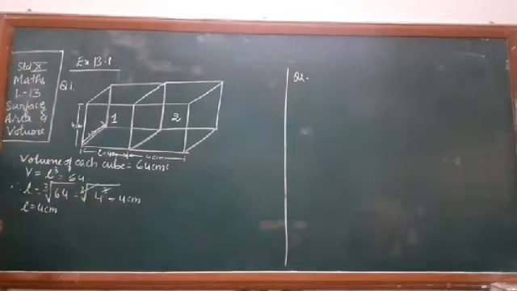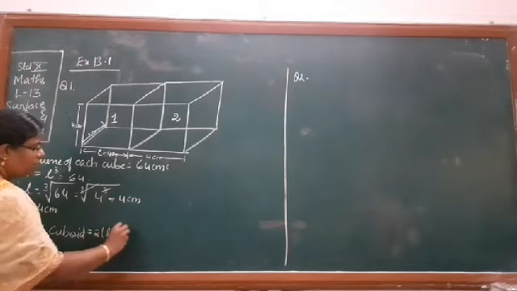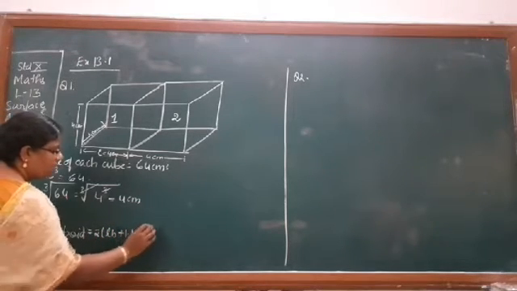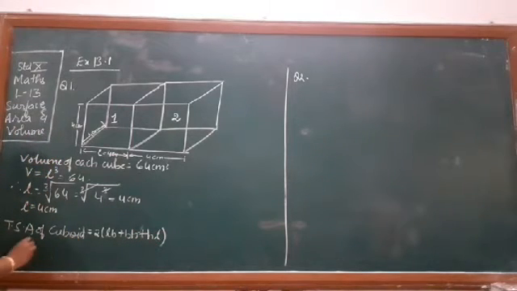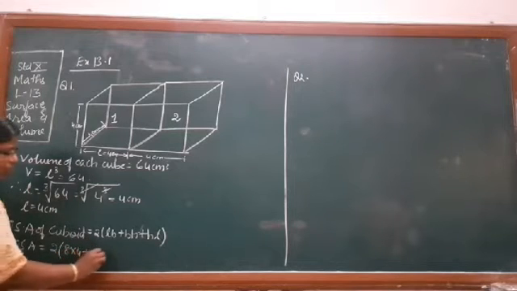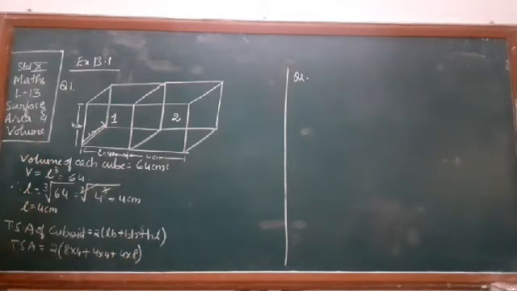Now surface area of the resulting cuboid will be what? Total surface area of cuboid. What was the formula? Total surface area of cuboid was 2 times L into B plus B into H plus H into L. This was the formula. So we will substitute the values. So TSA you will get 2 into L, which was 8, into breadth 4, plus 4 into 4, plus 4 into 8, isn't it? This way.